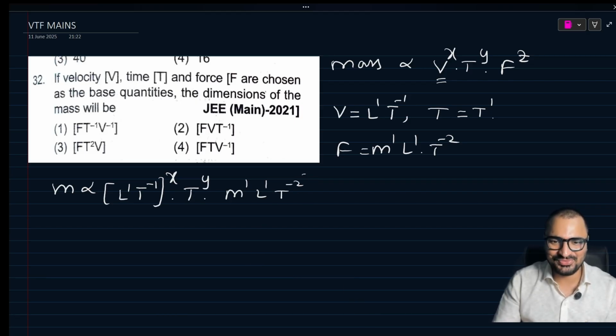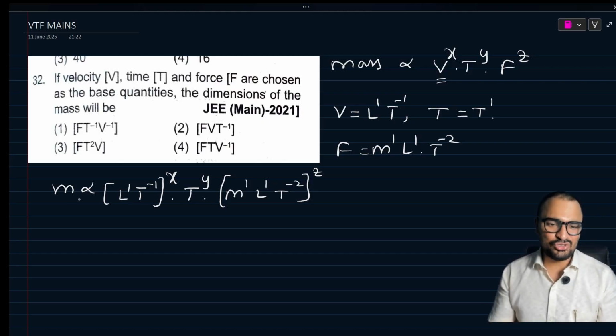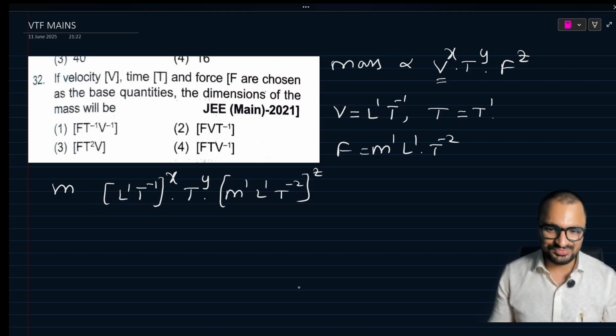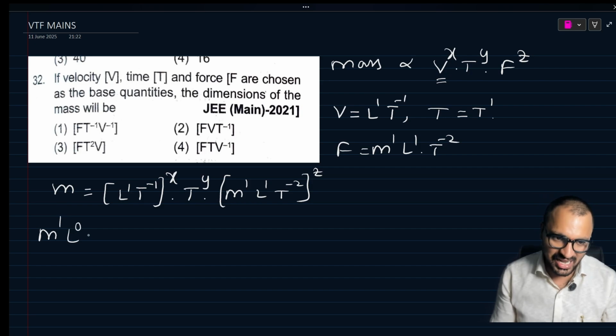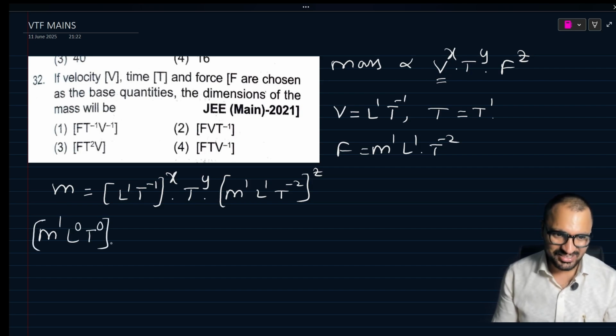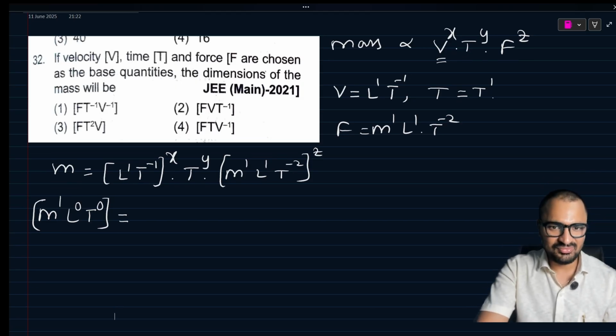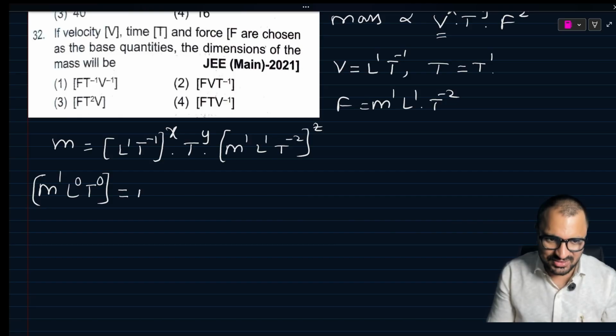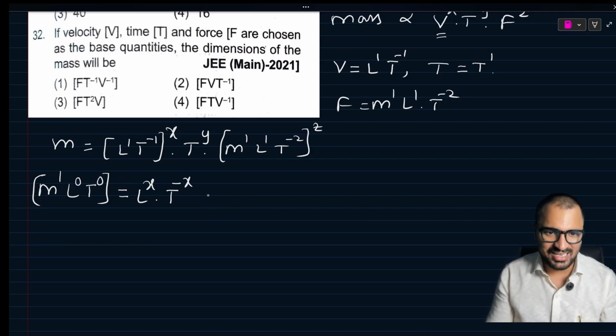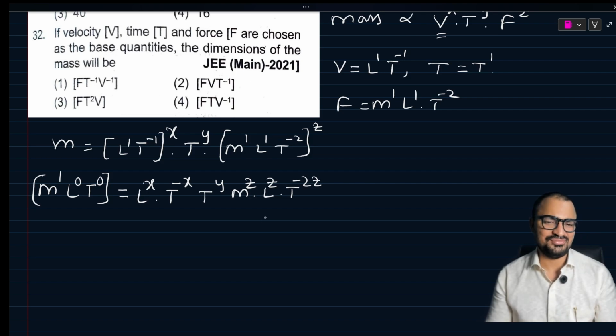T minus 2 whole power z. Okay, you know that directly proportional means almost equal. We know the dimension of mass: M1 L0 T0, which is equal to L power x, L power 1 into x, L power minus 1 into x minus x, T power y, M power z, L power z, T power minus 2z, right?